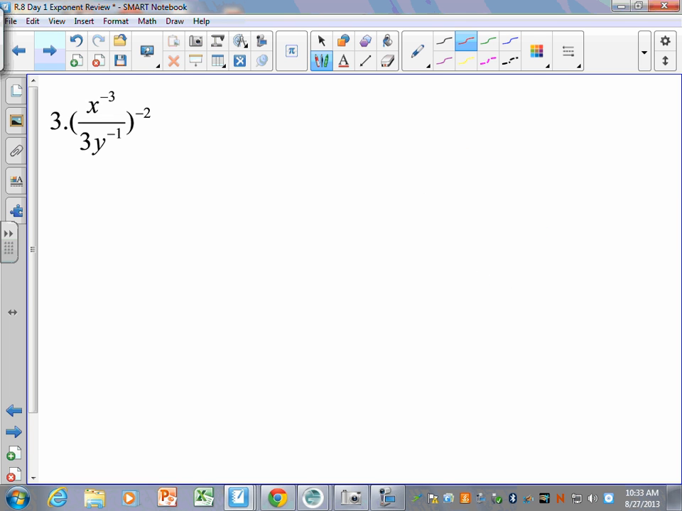What about this one? So it's a big parenthesis there, x to the negative 3 over 3y to the negative 1, all to the negative 2.